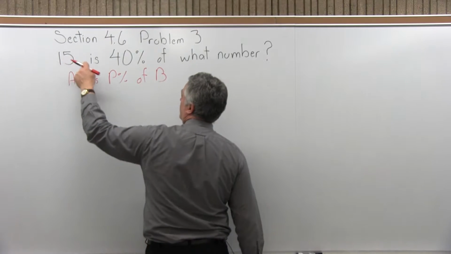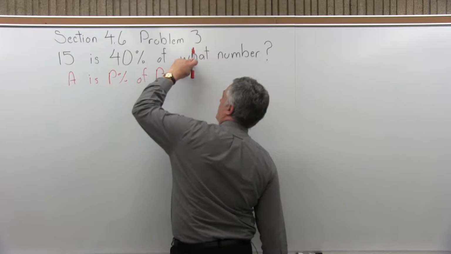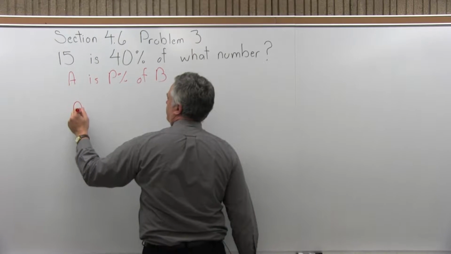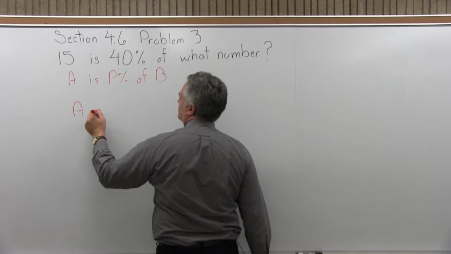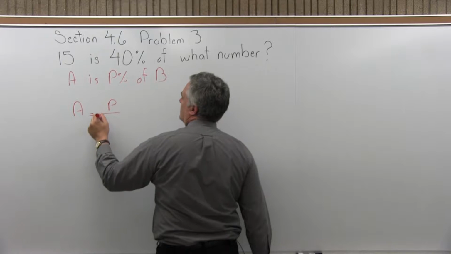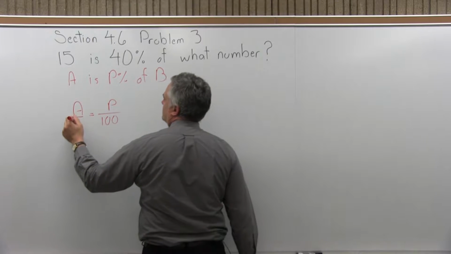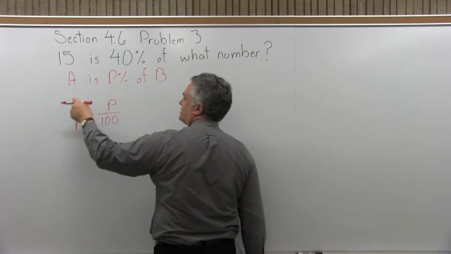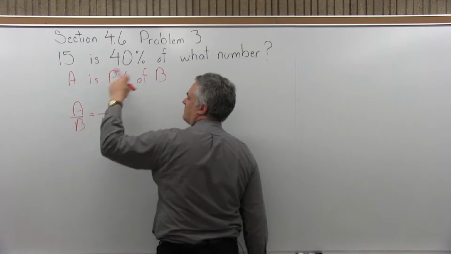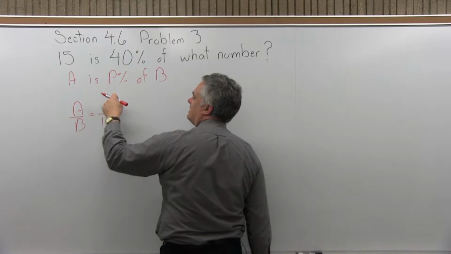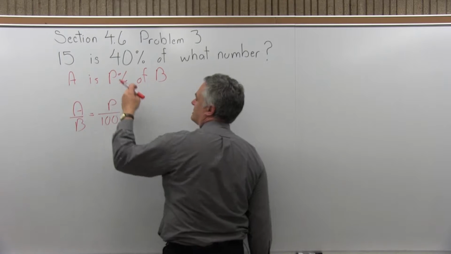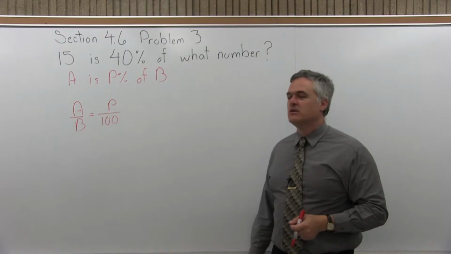That's really what we have. A is P% of B. B is the unknown. And the proportion you set up is A over B is P over 100. So it really just goes in a circle. A is P% of B. The percent's always read as 100.